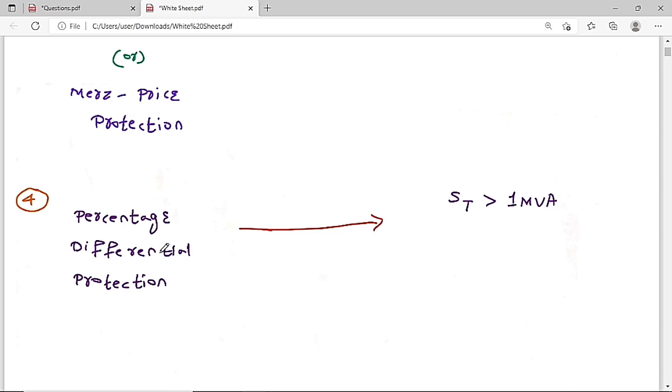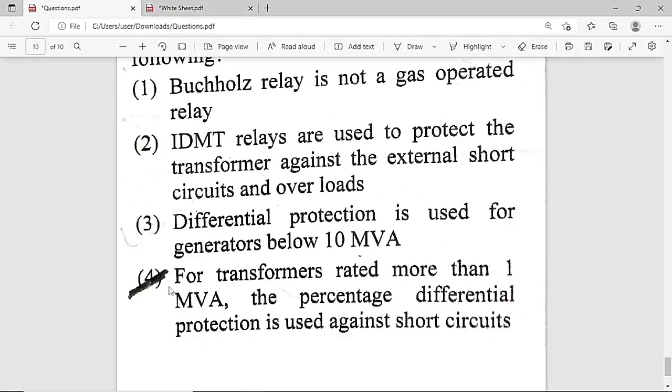Whereas, as I have already told you, for transformers rated more than 1 MVA, we are going to use the percentage differential protection. So these are the facts or important points. Therefore we can say only option D is the correct solution of this question.